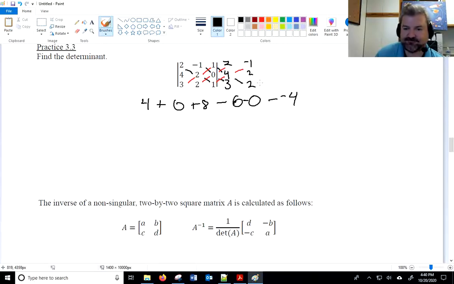Okay, so plus a positive 4. 4 plus 0 plus 8 is 12, minus 6 is 6, plus 4 is 10.